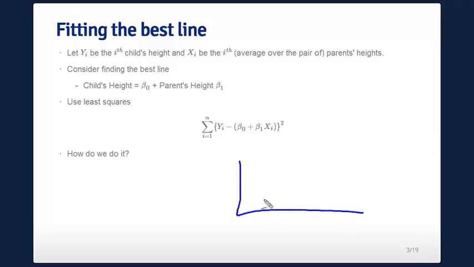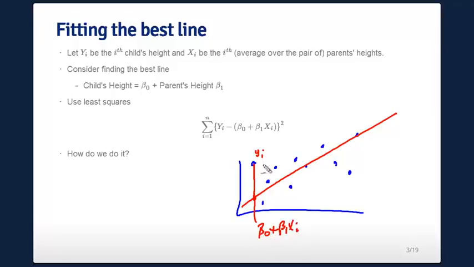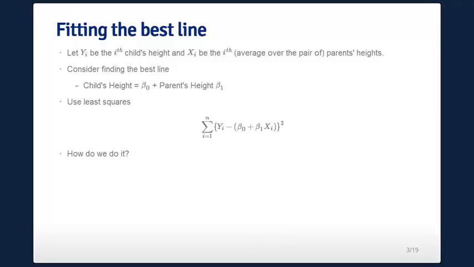In a pictorial sense, if we have a bunch of data points like this, we're trying to fit the best line through the data that minimizes this distance. This would be yi, and this point right here would be beta naught plus beta 1 xi. We want to minimize the sum of these squared vertical distances. And we square them, of course, so that we always have positive things, so that being a certain distance below the line is equivalent to being the same distance above the line. So how do we do it?